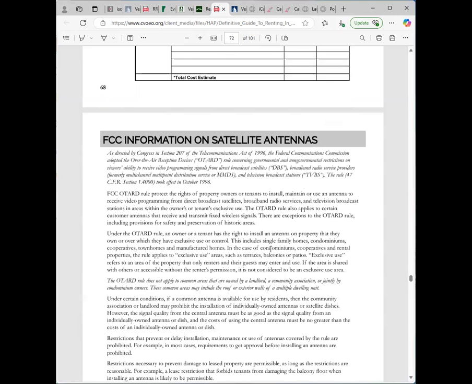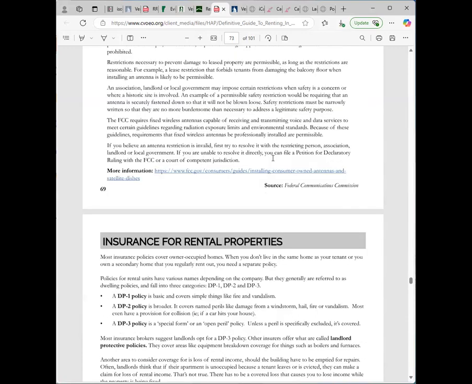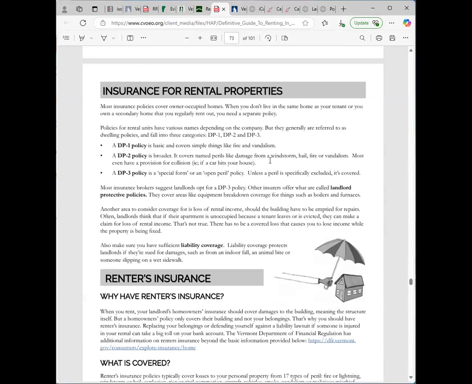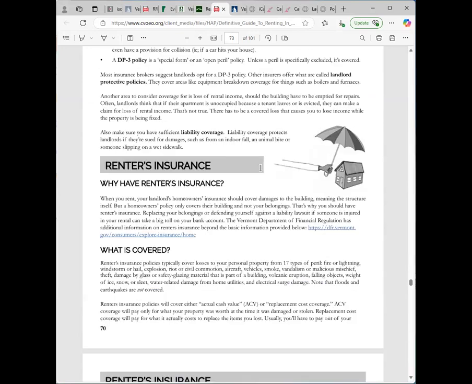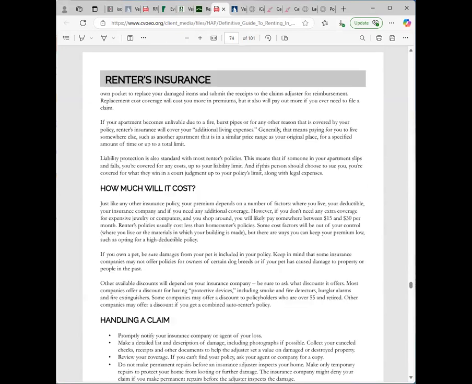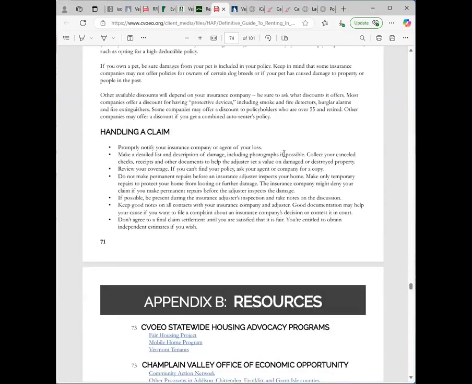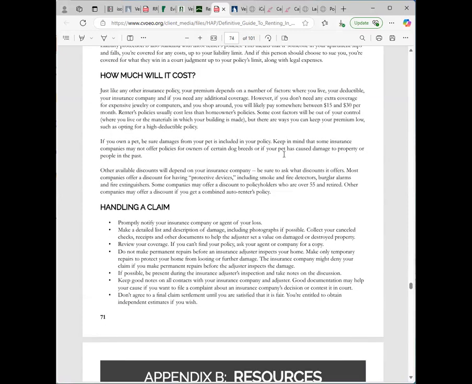Interesting. Oh, this is the FCC, Federal Communications Commission. There you go. Information about satellite antennas. So this is just information. Insurance on rental properties, and renters insurance, talking more about renters insurance. So we've gone past the pre-made forms, and so now it's just additional information.